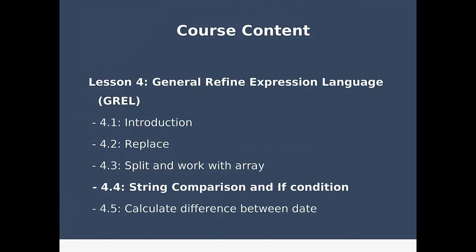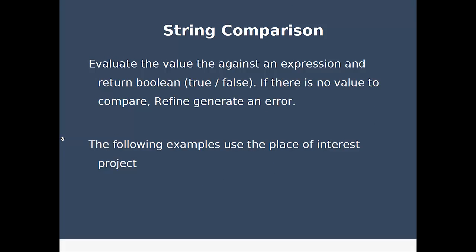In our previous lesson we've seen how we can replace or split a field. Now we will look at how we can compare different strings and different columns together and how to use the if condition. String comparison is basically evaluating the value from one field or column against an expression or another field and returning a Boolean true or false answer. If there is no value to compare, please bear in mind that Refine will generate an error.